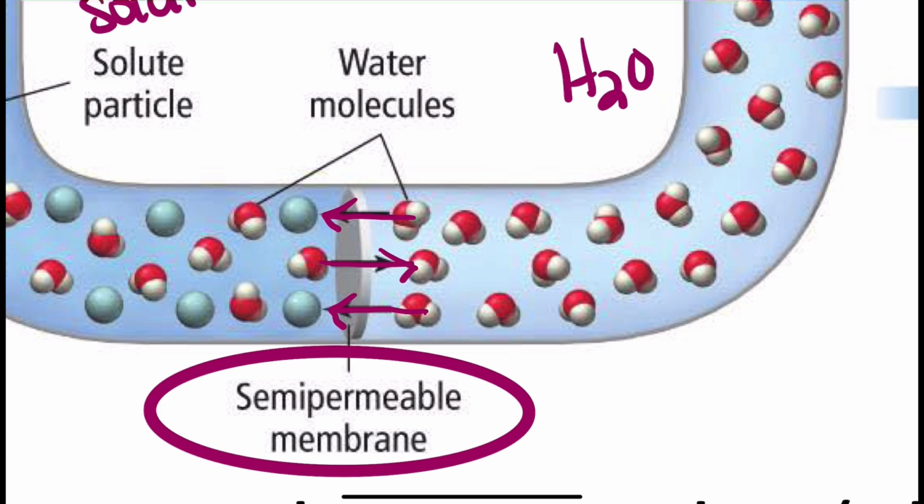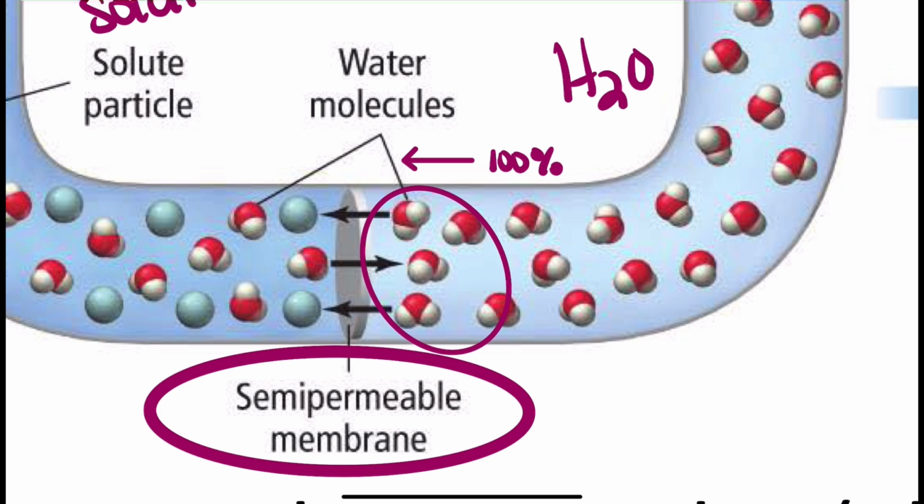But that also means, if you think about the way this picture is drawn, it shows quite clearly that on the right side of the membrane, the only thing that's going to hit that membrane is water, which means that this will have 100% pass-through rate. Everything on this side can pass through.